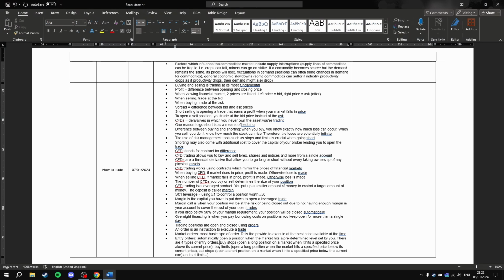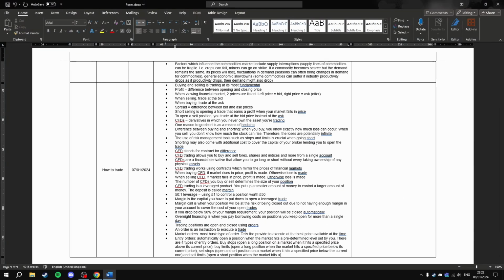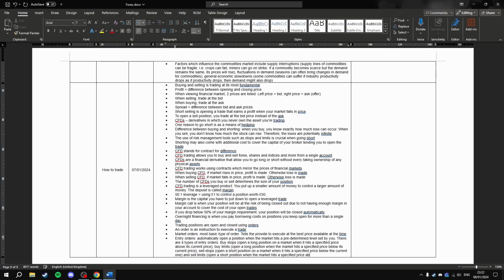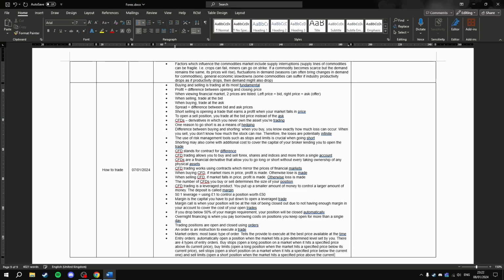Sell limits. Open a short position when the market hits a specified price above the current one.